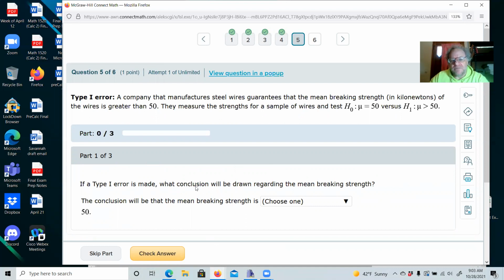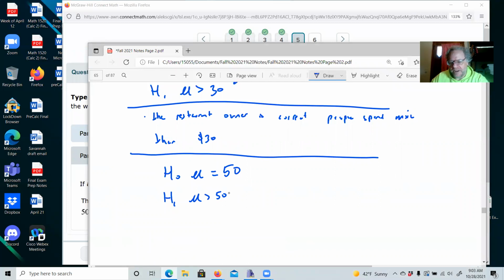If a type 1 error is made, what conclusion will be drawn about the mean breaking strength? What we're saying is, with a type 1 error, the null hypothesis is true, but we've rejected it in favor of HA. We never really accept anything, so this is bad vocabulary on my part, but it also helps figure out what's going on.